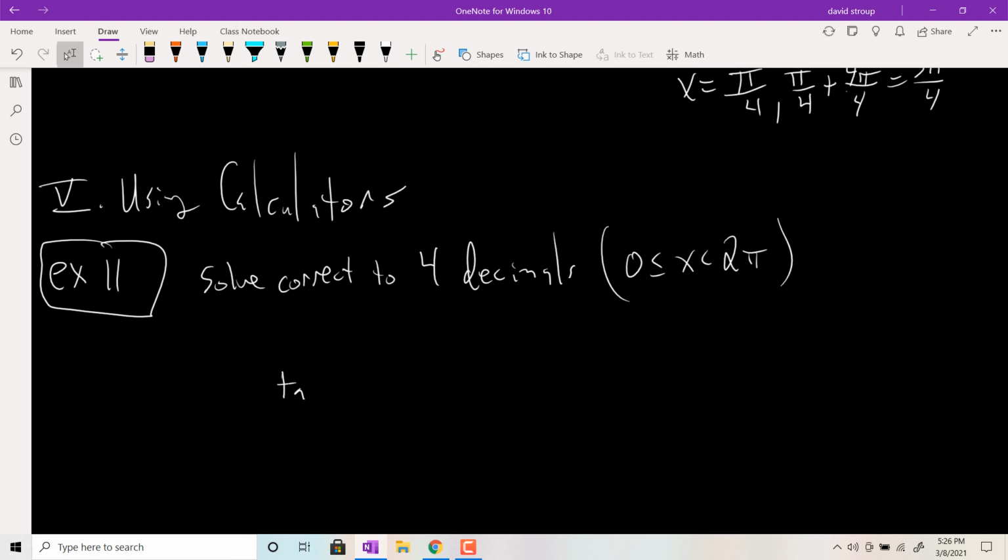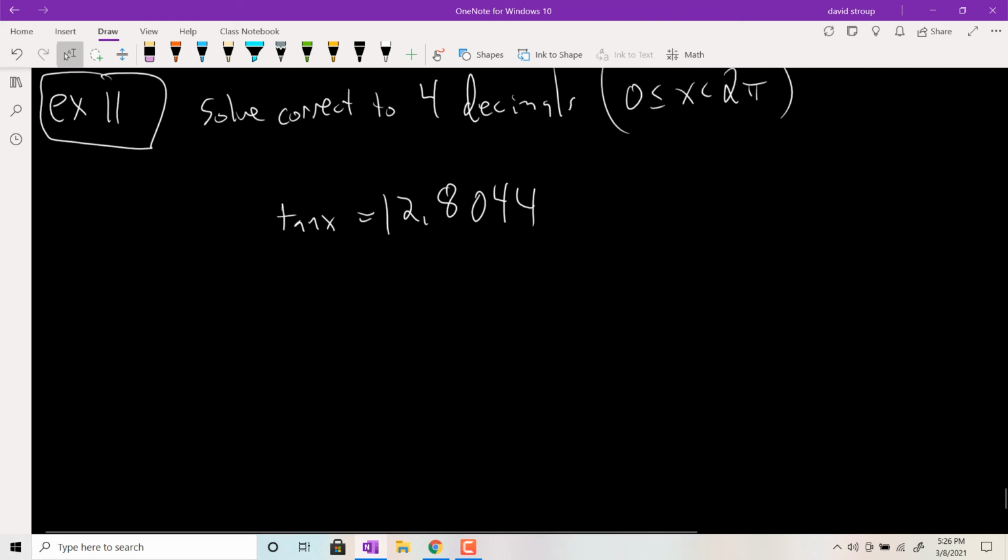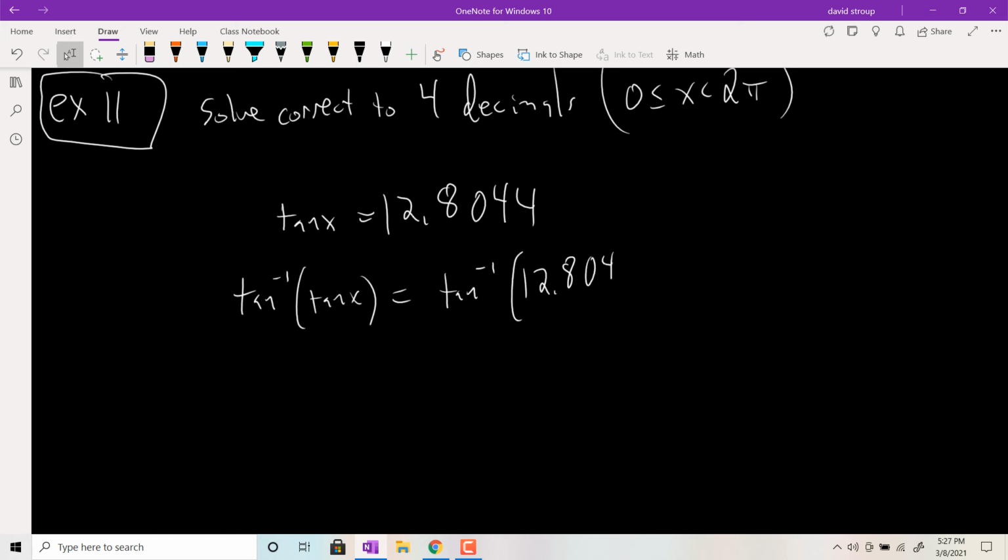Okay, the question: tan x equals 12.8044. So how do I solve that? Well, take tan inverse on both sides. On the right, the tan and the tan inverse cancel each other. And you'll get x equals tan inverse of 12.8044. And this is where you use your calculator.